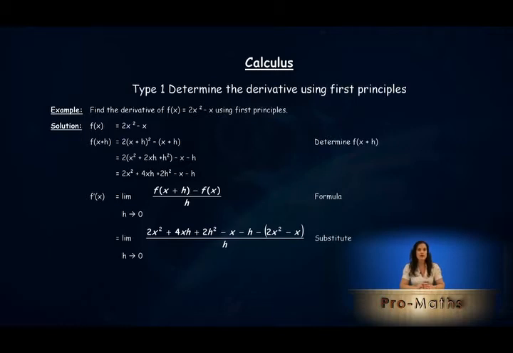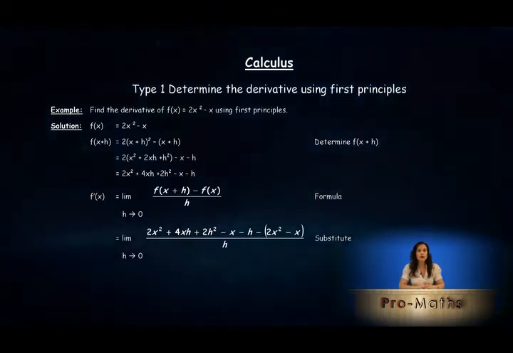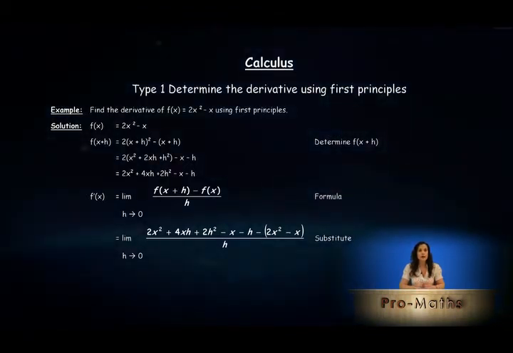Let's look at our solution over here. First of all, my f of x is my original question. So that is f of x is equal to 2x squared minus x. Then I'm going to do f of x plus h. Remember, I'm doing it now before I go into the formula. That means wherever you see x, instead of writing x, we're going to write x plus h in its place. So following on your notes, we've got 2 and open brackets x plus h squared minus x plus h.